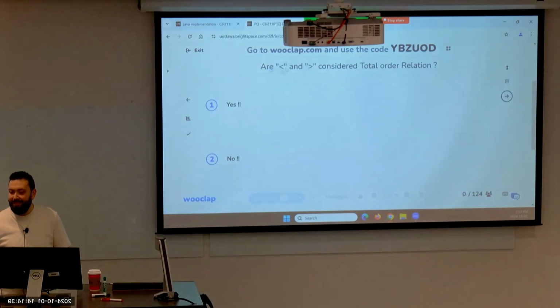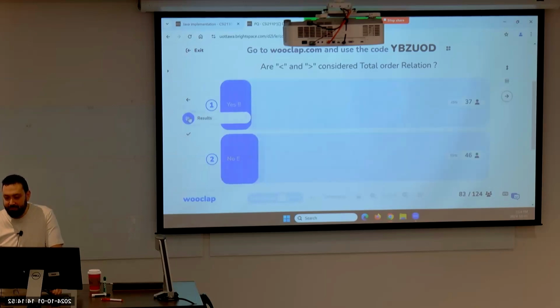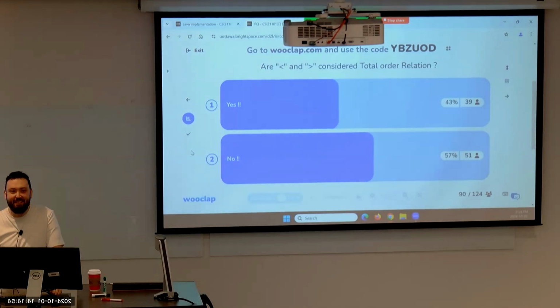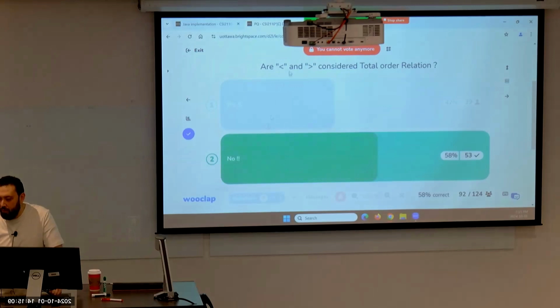And then, are less and equal considered a total order relation? How do you guys think? It's definitely by luck, like 50-50. Guys, do you see any less or greater? You can see less or equal, greater or equal. You can't do the less or equal by itself because you're not going to be able to have all of these. So of course, no.